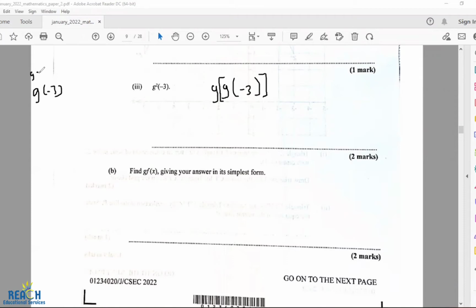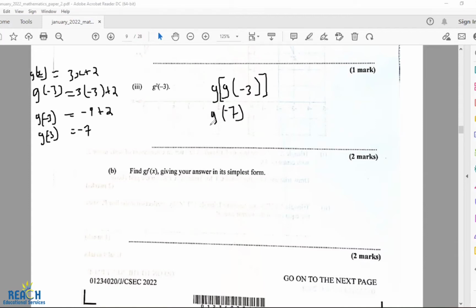So g of x is equal to 3x plus 2. So that means anywhere I see the value of x for g of -3, I'm going to put the value of -3. 3 times -3 is -9, added to 2. And then -9 added to 2 is equal to -7. So therefore, that means that g of -3 is -7. And I'm going to write the g back right here.